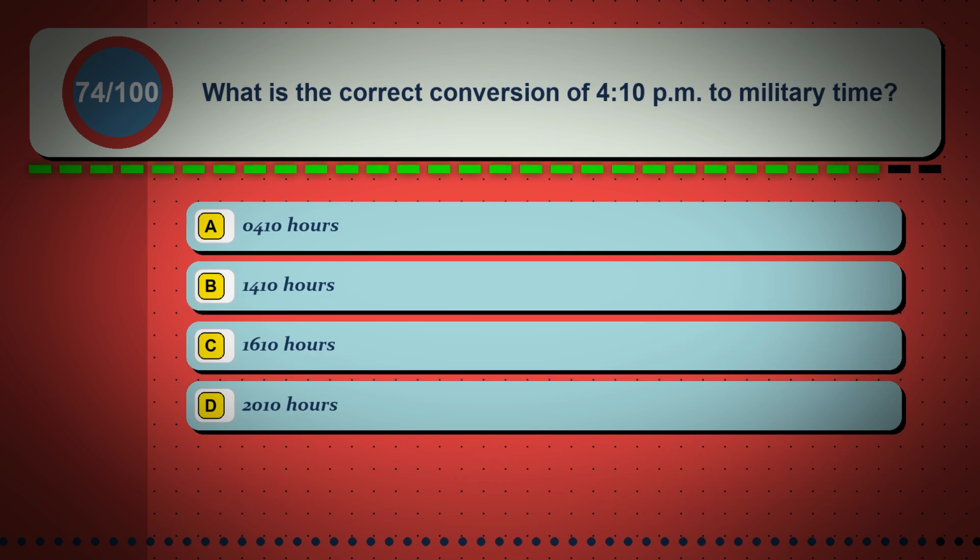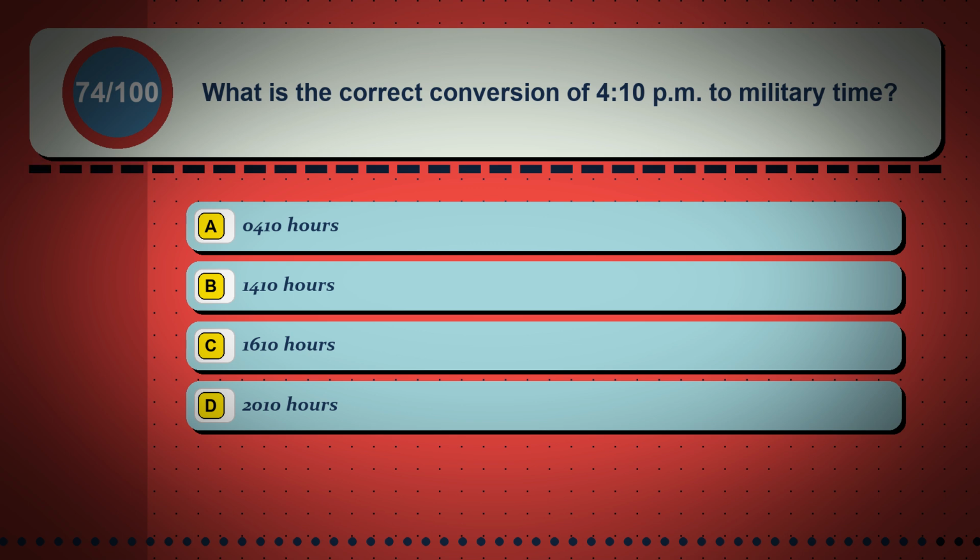Question 74. What is the correct conversion of 4:10 p.m. to military time? Option A is 0410 hours. Option B, 1410 hours. Option C, 1610 hours. Option D, 2010 hours.